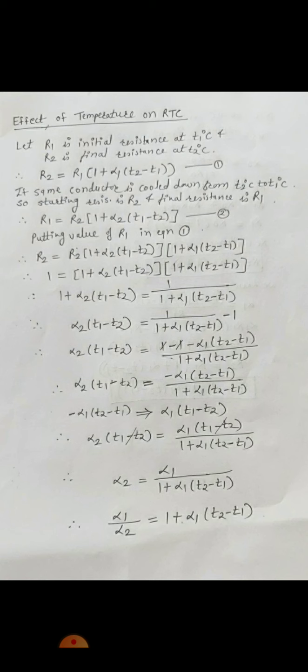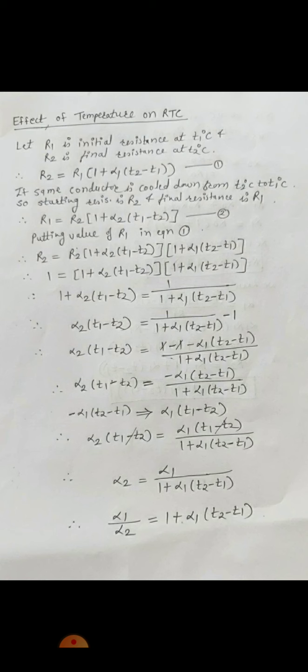So our equation is α2(T1 − T2) equal to α1(T1 − T2) divided by 1 + α1(T2 − T1). So T1 minus T2 on both sides gets cancelled. So we are getting α2 equals α1 upon 1 + α1(T2 − T1). So we are getting this, α2 equals α1 upon 1 + α1(T2 − T1).